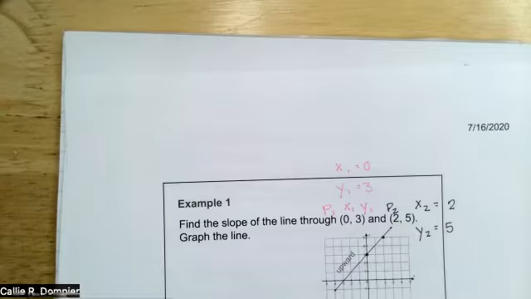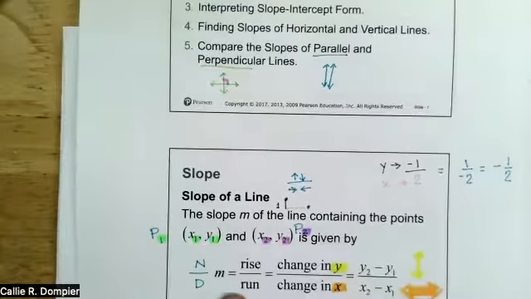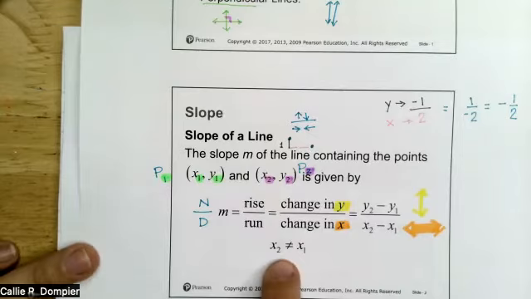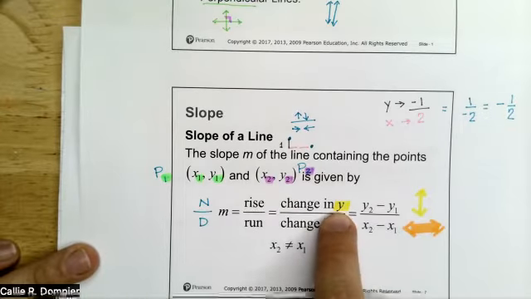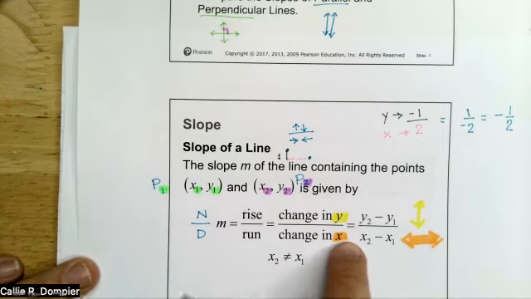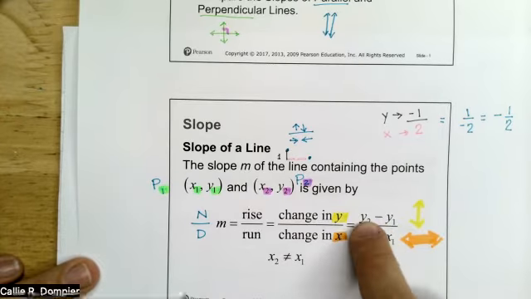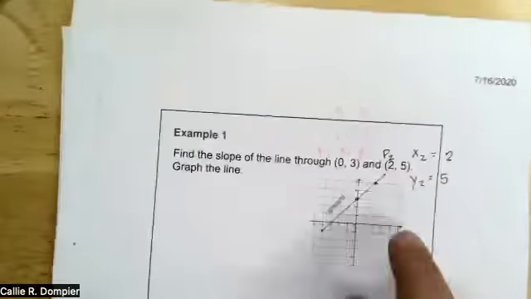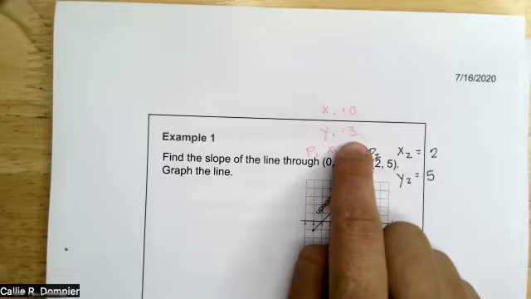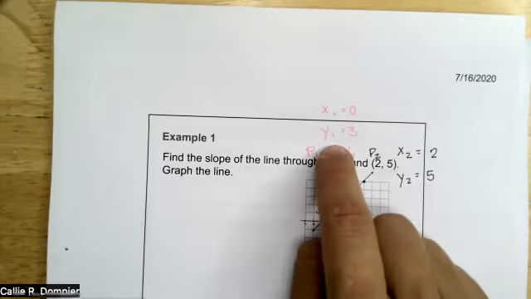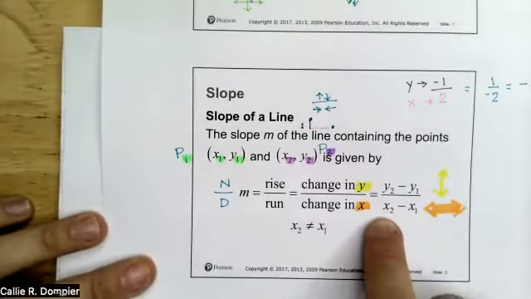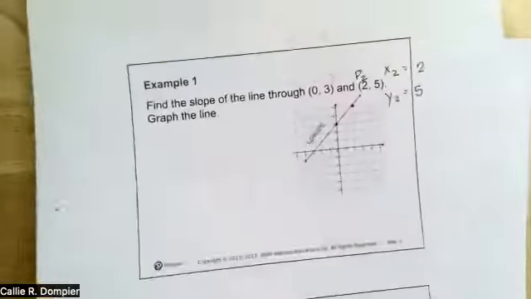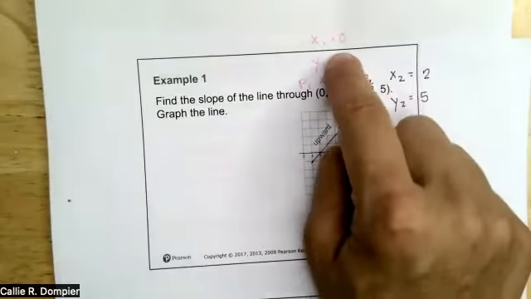All right, and then we're going to use the formula for finding the slope of a line. You're going to take your change in your two y values over your change in your two x values. So when we labeled it y2 and y1, we're going to take y2 subtract y1. Then for the denominator, we're going to take x2 and subtract x1.